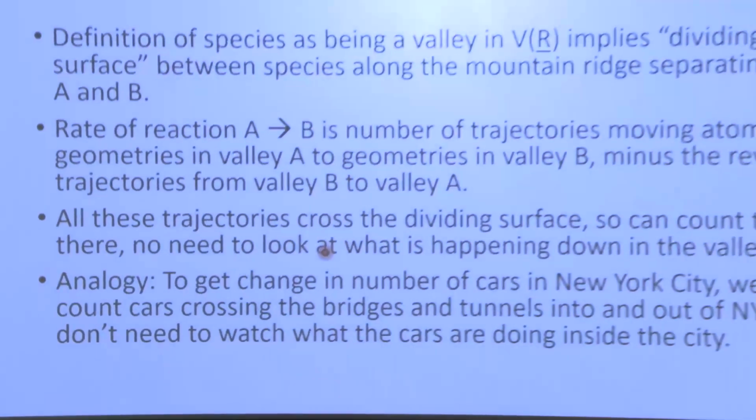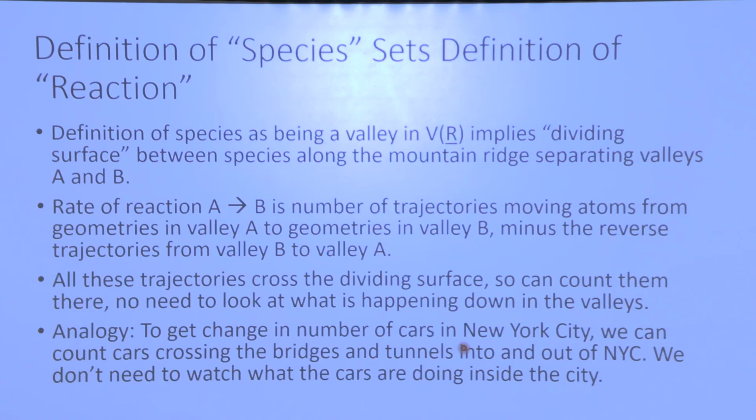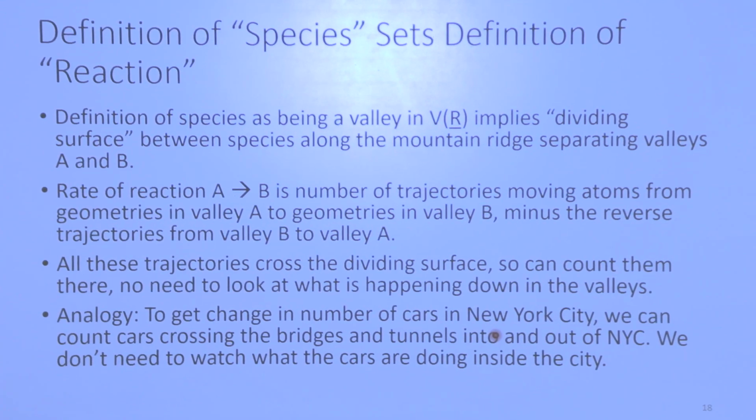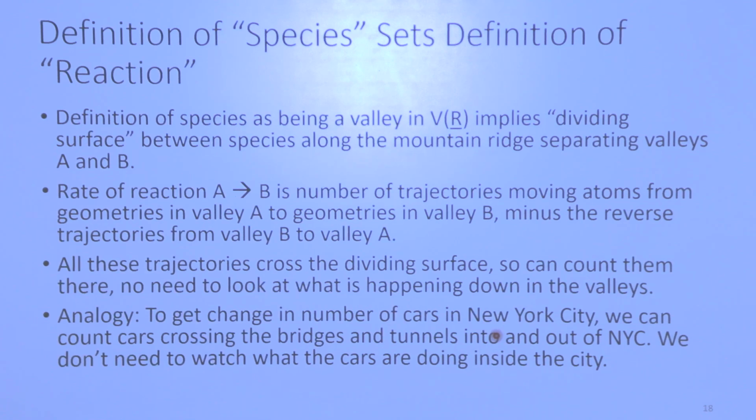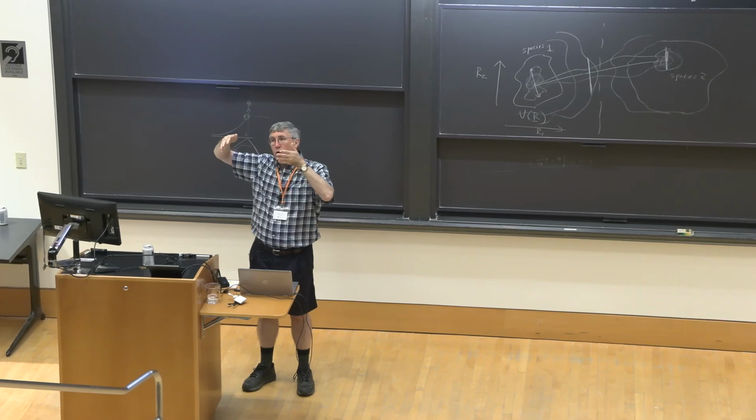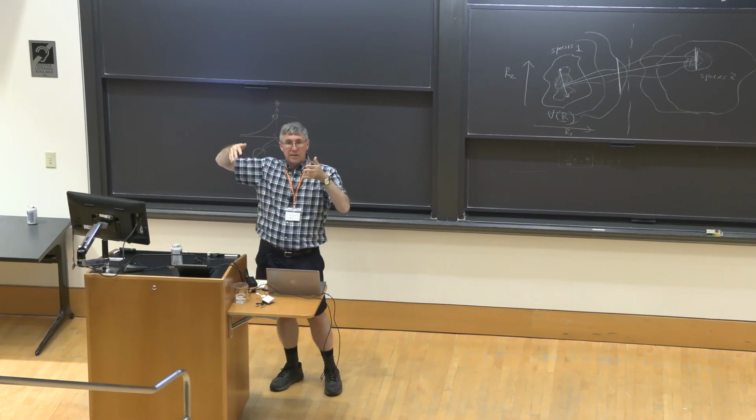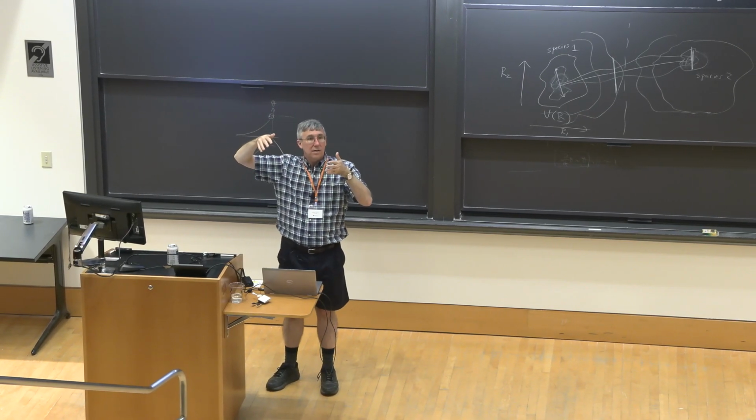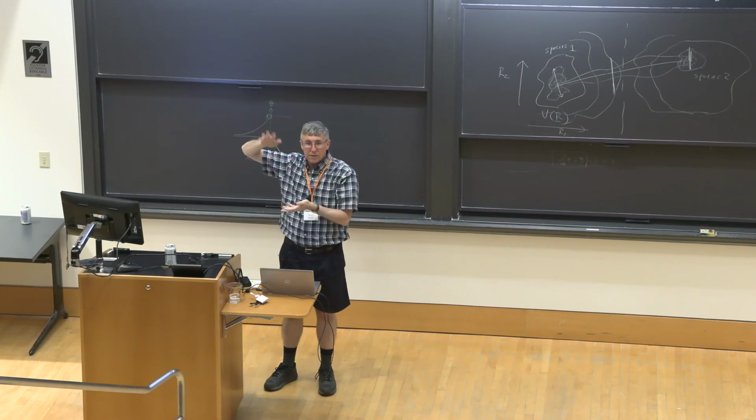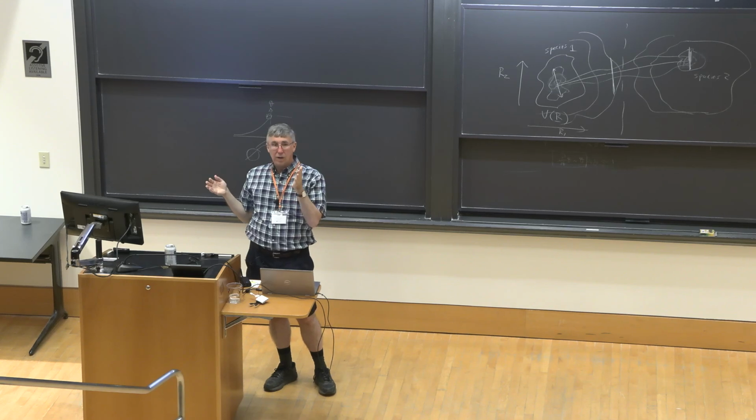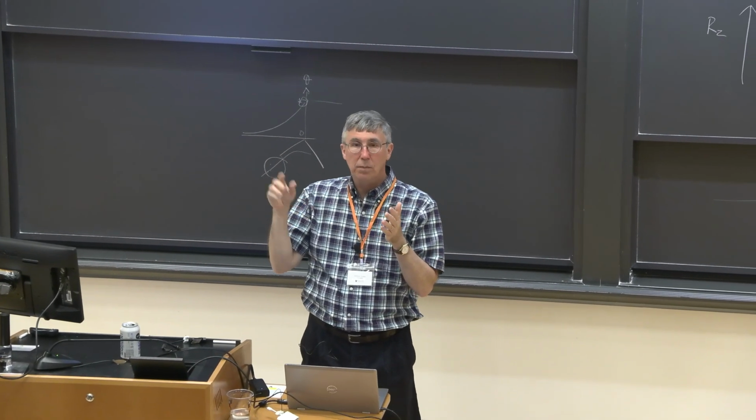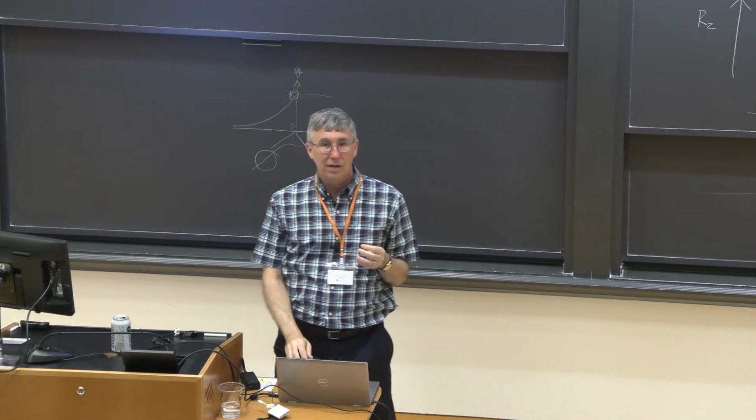And the analogy for this is if you wanted to figure out the change in the number of cars in New York City, you don't have to go around inside Manhattan and count every single car. You could just go count how many are crossing the tunnels and the bridges to get to Manhattan. And that total number that cross them must be equal to the change of the number of cars inside Manhattan. And it might be easier to count it that way at the toll crossings than it would be to try to go inside every garage and every apartment building in Manhattan and try to figure out how many cars were there. Does this make sense?